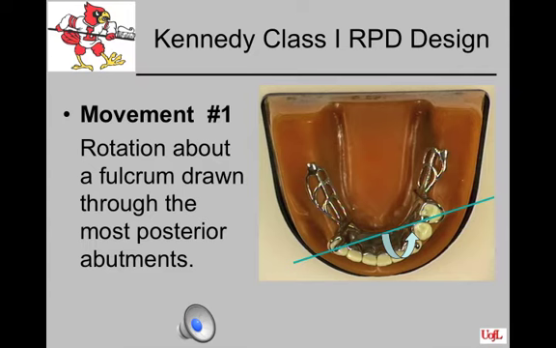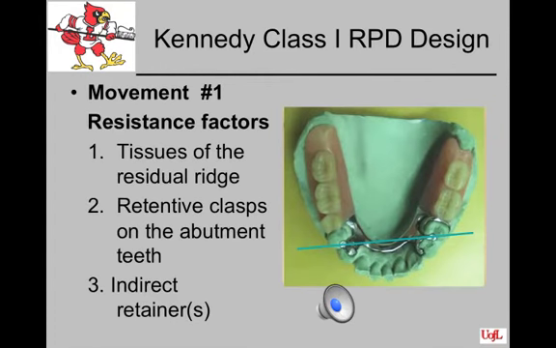The second movement is when the patient eats sticky foods on the extension bases. The partial wants to lift upward in the posterior area as it rotates around that fulcrum line. The movements shown in the previous slides are resisted by 1, the tissues of the residual ridge, 2, the indirect retainers, and 3, the retentive clasp on the abutment teeth.